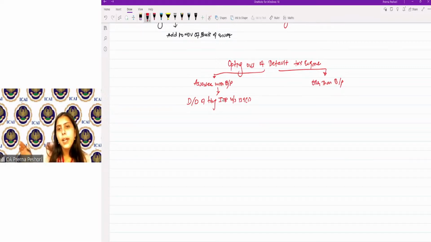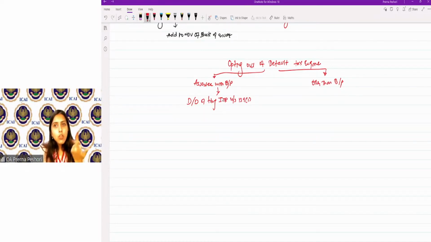Then that option shall apply to the subsequent assessment years. And then he cannot exercise the option ever, except when the business will cease. So a person who has exercised the option of opting out of the default tax regime will be able to withdraw that option only once. So only once he can go back to the 115 BAC.